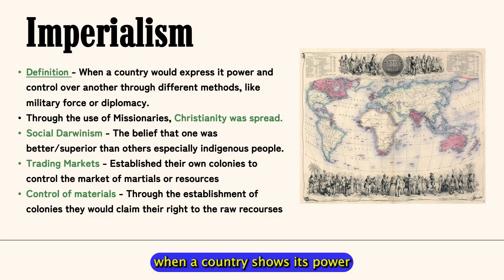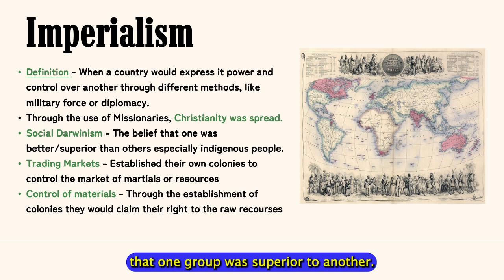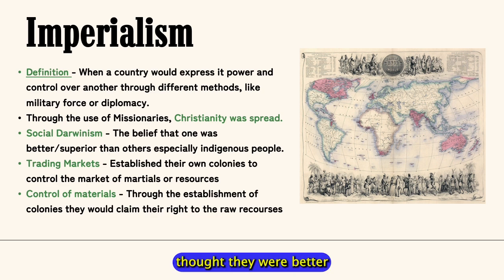Imperialism happens when a country shows its power and control over another country. This could be done in different ways, like using military force to take over or through diplomacy, making deals or agreements to gain influence. Missionaries played an important role in spreading Christianity. They were sent to colonies to share their religion, which often changed the culture and traditions of the local people. Social Darwinism was the belief that one group was superior to another. Imperialists thought they were better than indigenous people, and this idea was used to justify their control over other nations.